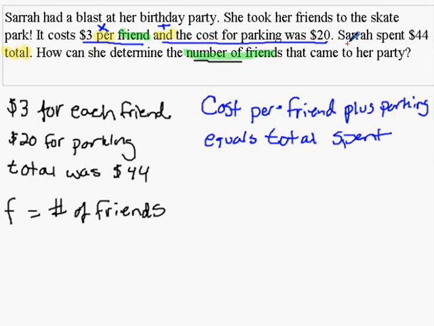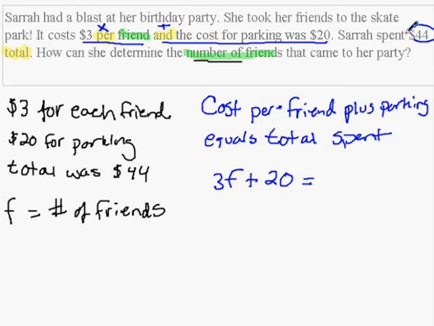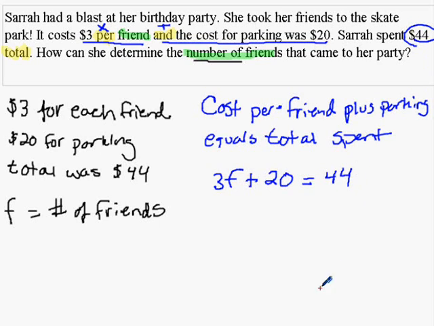It's basically taking what we have in the sentence and writing it out in a short word form. And we can completely take this and convert it into an equation. $3 per friend, and remember our friend is an F, so the cost per friend, so $3 per friend, plus our parking, which is $20, equals our total, which we know is 44. So now that we have a verbal model created, our equation created, we now can solve our equation.